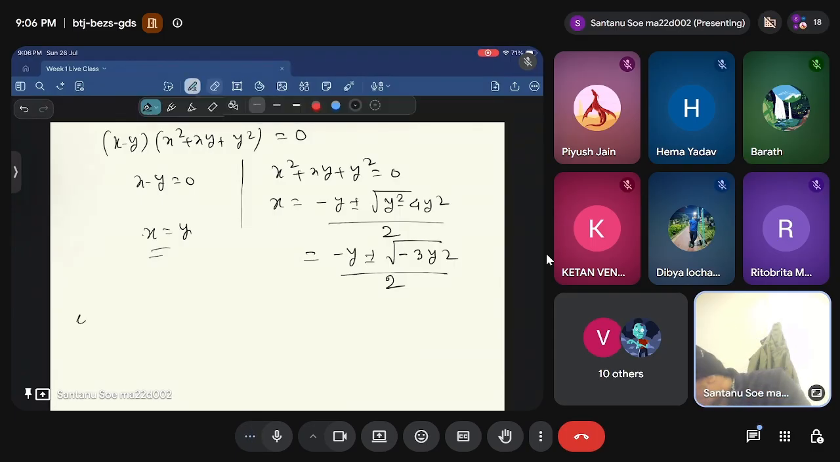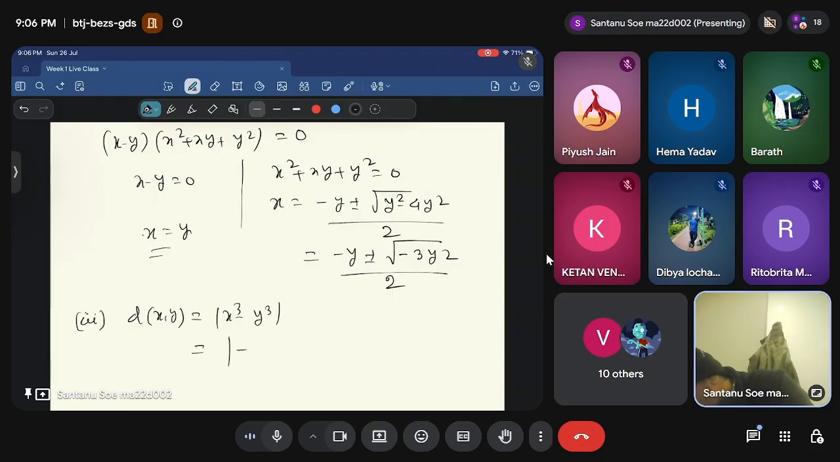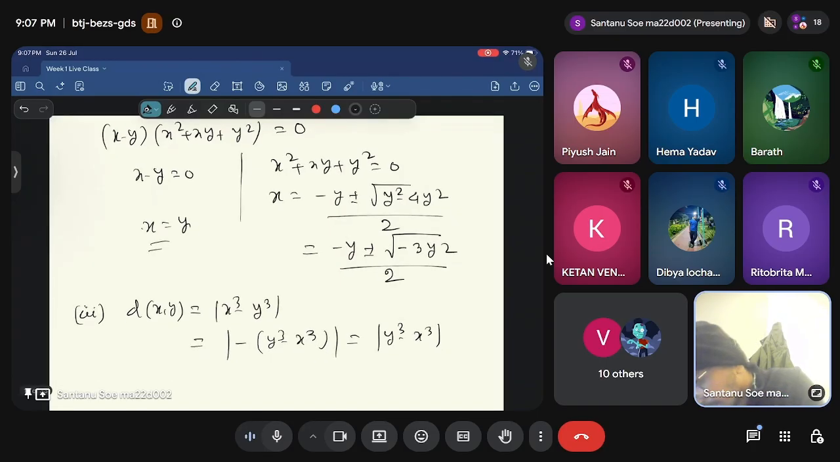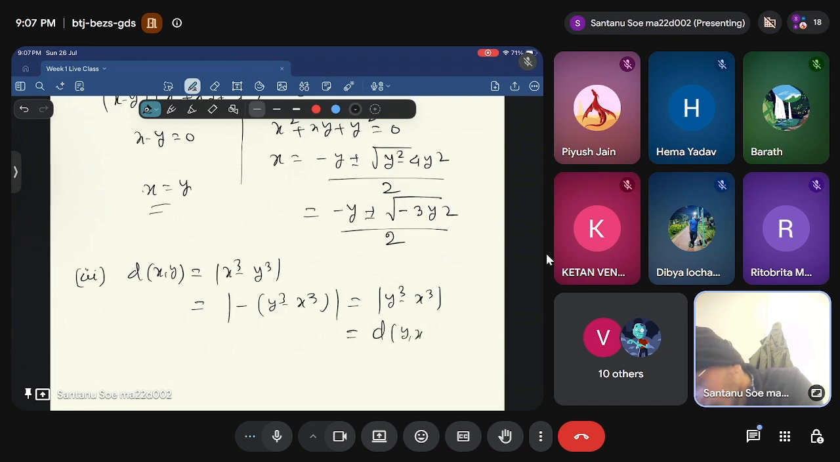The third property: d of x,y equals modulus of x cube minus y cube, which is the same as modulus of minus of y cube minus x cube. This is the same as modulus of y cube minus x cube, because modulus of a and modulus of minus a are the same. That is why these two are equal, and this is the same as d of y comma x. So the symmetric property also holds. Correct? What about the fourth one?